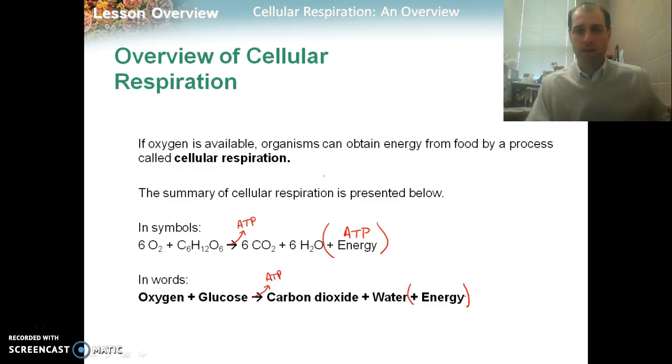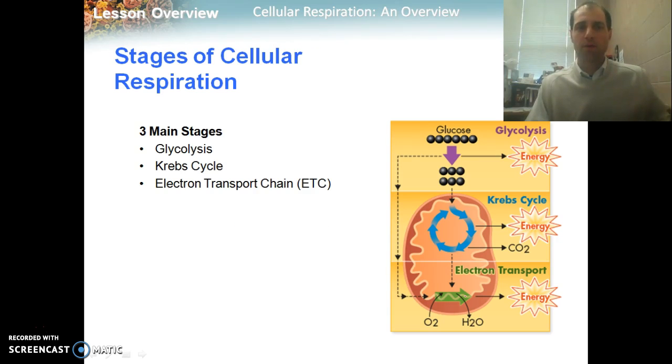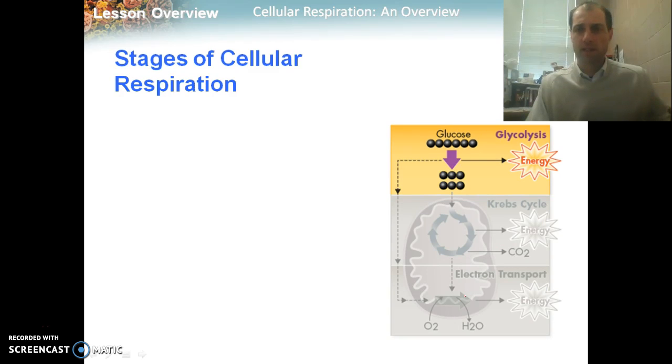So let's look a little bit closer at cellular respiration. There are 3 stages of cellular respiration. The first one is glycolysis, which is going to happen in the cytoplasm of the cell. And then we're going to move to what we've known as the powerhouse of the cell, the mitochondria. And in the mitochondria, the Krebs cycle and the electron transport chain take place. So let's look at each of these 3 stages.